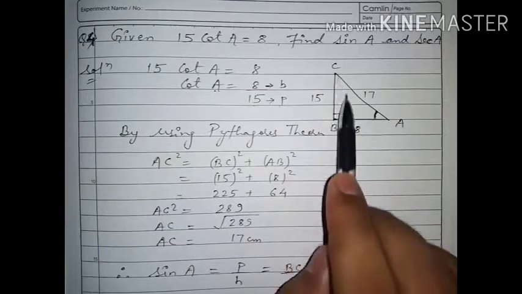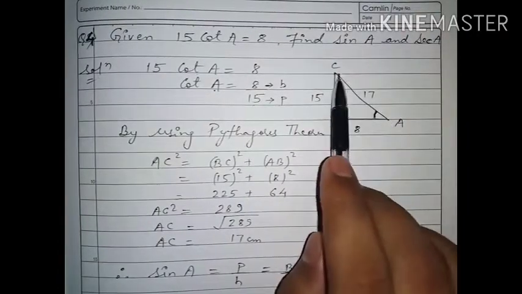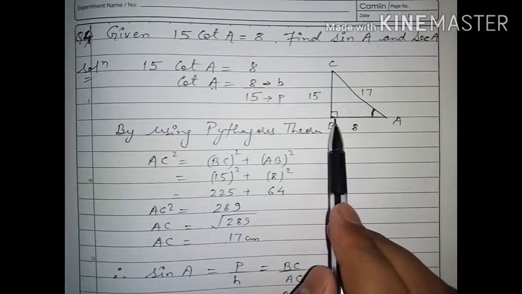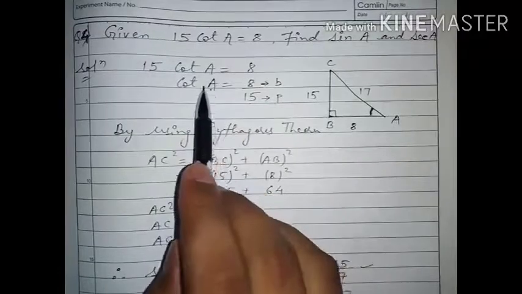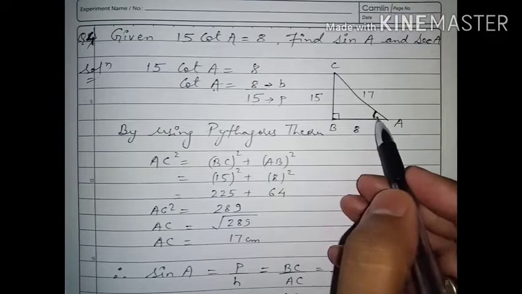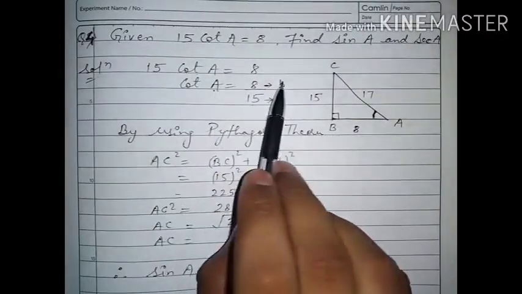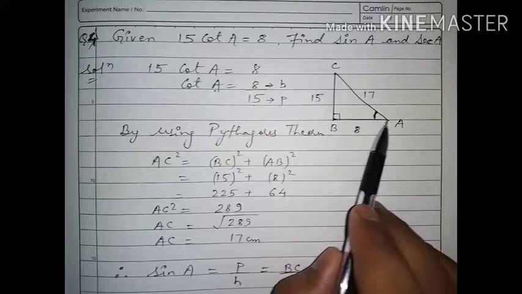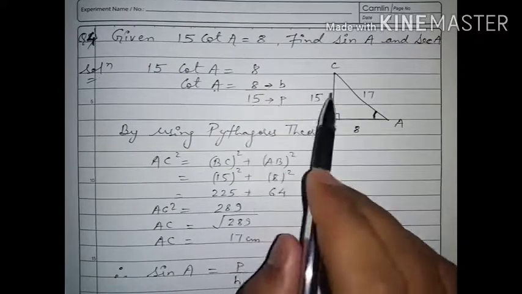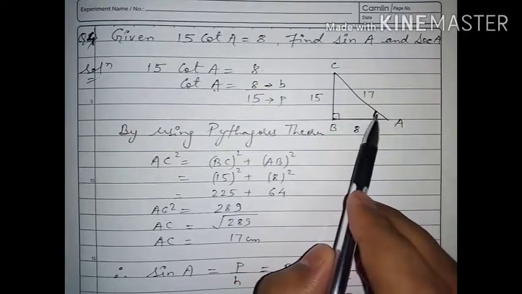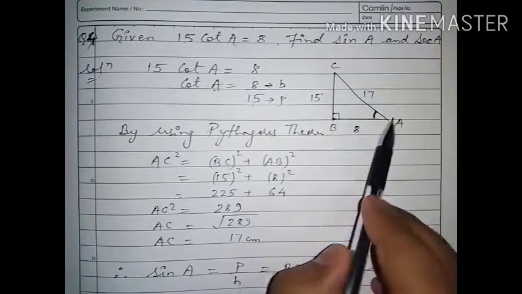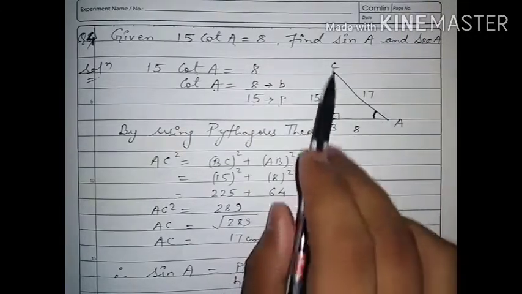First you have to draw one figure, that is right angle triangle ABC, in which angle B is 90 degree. Here angle is given A, so this is angle A. With respect to this angle A, cot theta is B by P. So B is this one, the base, so you will write it here 8 and perpendicular is 15. So perpendicular is this side BC with respect to this angle, so this is 15. This is B by P, this is base and this is perpendicular.